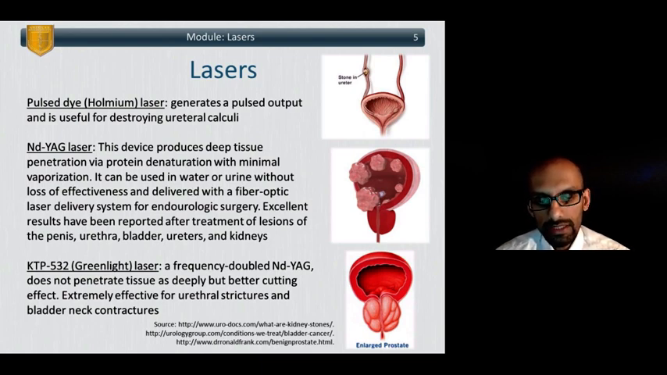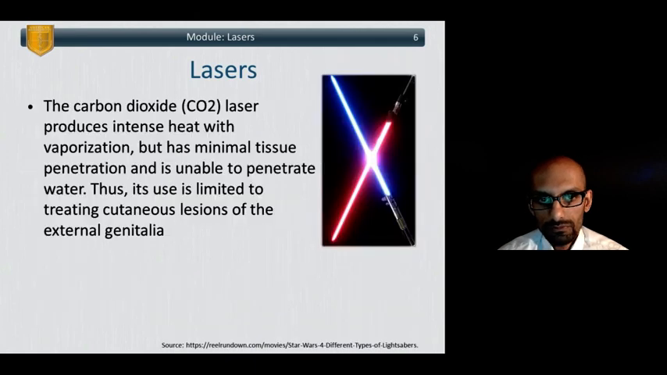The green light laser is a KTP, okay? That's potassium titanyl phosphate laser. It's a frequency doubled ND-YAG, okay? Very similar to that. Doesn't penetrate tissue as deeply, but has a better cutting effect and pretty good for treating urethral strictures, for example. Carbon dioxide lasers, very, very commonly used in a variety of different surgical settings. Like I said, produces intense heat with vaporization, but minimal tissue penetration. So, for example, you can treat lesions of the larynx, like papillomas, with this laser. You can use this in ophthalmologic surgeries as well. It's limited to ultimately treating cutaneous lesions overall.